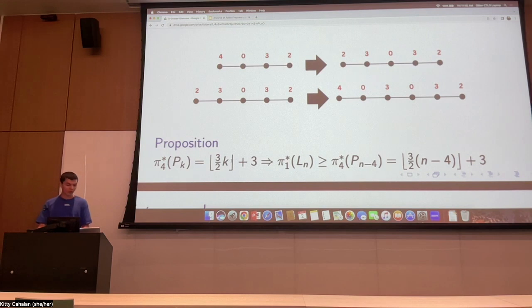So the formula that we got for the lower bound is the floor of 3 has n minus 4 plus 3. And this formula for the lower bound is the same formula that Annika talked about for the upper bound. And so since our lower bound and our upper bound were exactly the same, we know that the true formula for the maximal lobster is this right here.